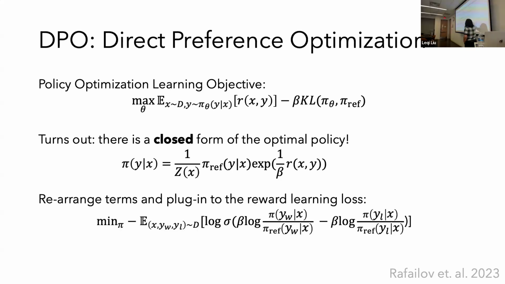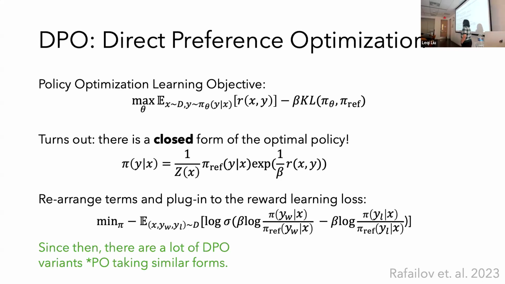Once one realizes there's this closed form, we can plug this form back into the reward model learning objective, and then get something called a direct preference optimization loss of this form. So it's basically a loss that depends on the log probability of a chosen response and the log probability of a rejected response. And it's trying to maximize the margin between some function of the chosen response log probability and some function of the rejected response probability.